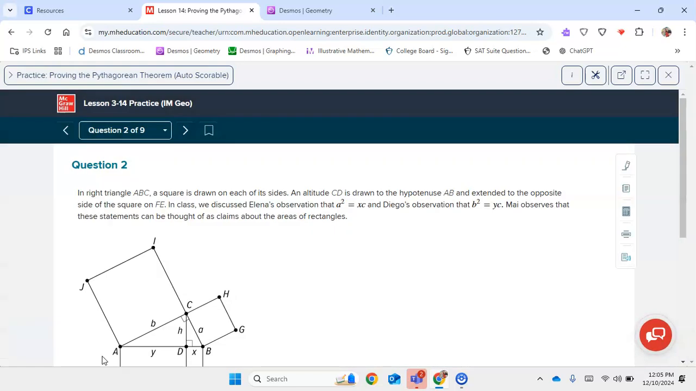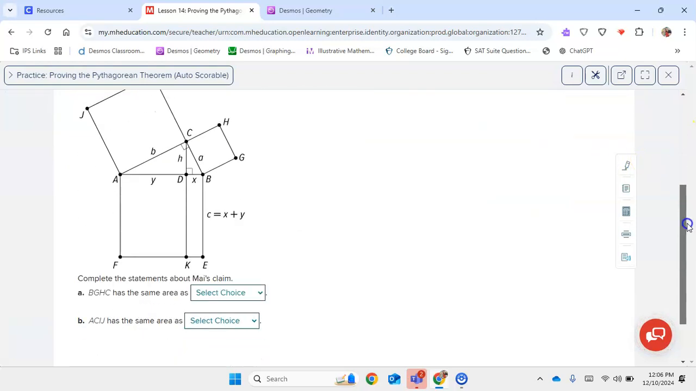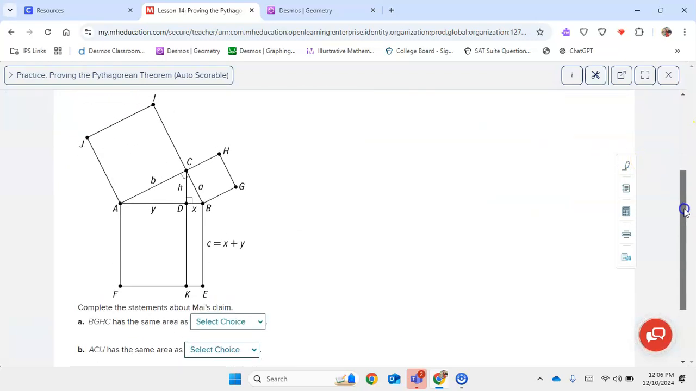Question 2. In right triangle ABC, a square is drawn on each of its sides. An altitude CD is drawn to the hypotenuse AB and extended to the opposite side of the square in FE. In class, we discussed Elena's observation that a squared equals xc and Diego's observation that b squared equals yc. May observes these statements can be thought of as claims about the areas of rectangles. Complete the statement about May's claim.